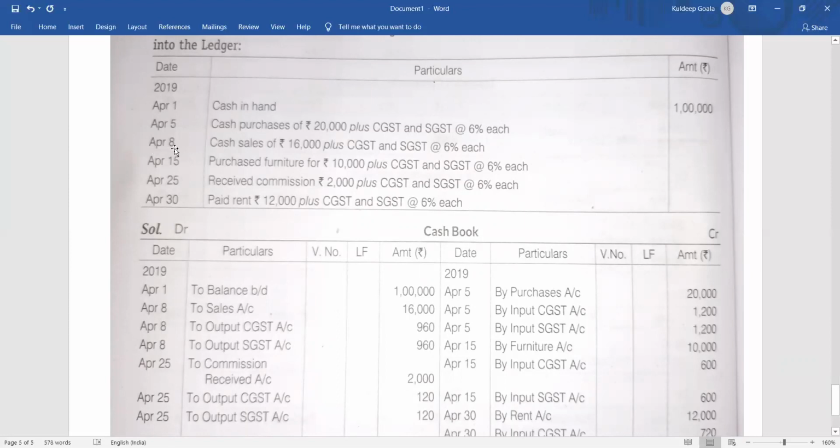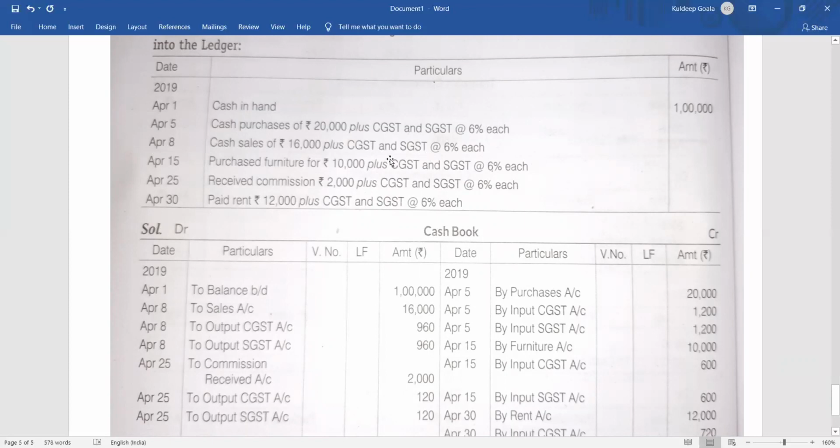Then April 6. What will happen on April 6? It is cash sales. Now we are selling the goods, so money will come in, on the debit side, isn't it? To sales account 16,000 first of all, April 6, to sales account 16,000, right? Then after that, CGST and SGST is 6%.